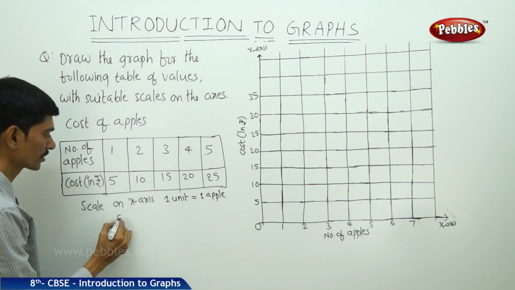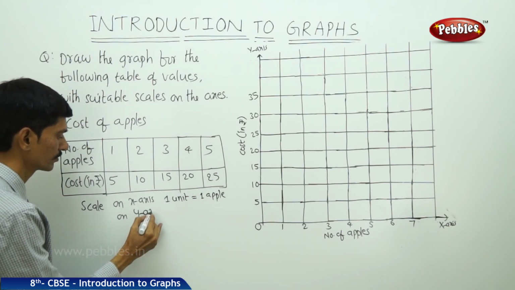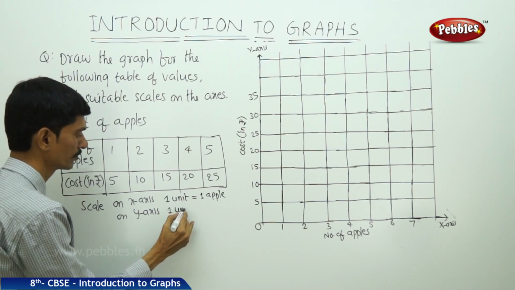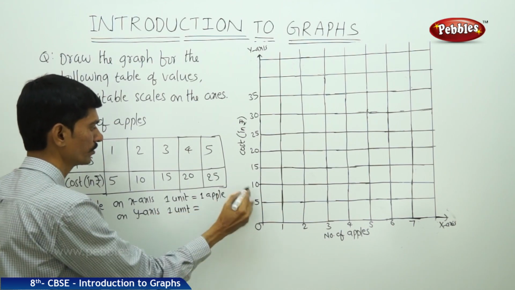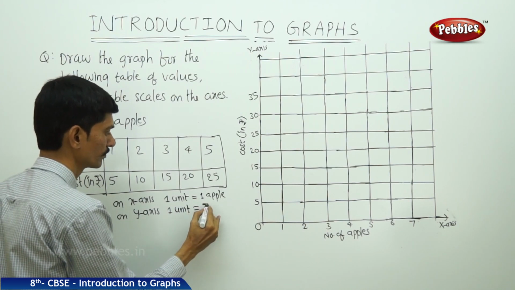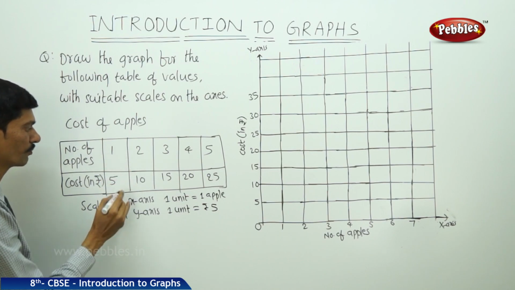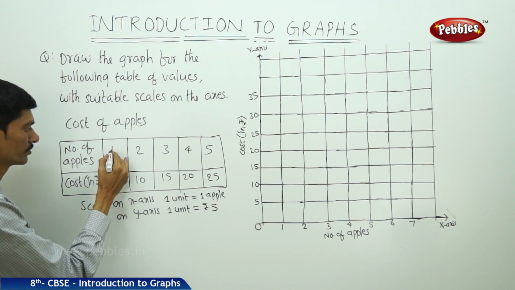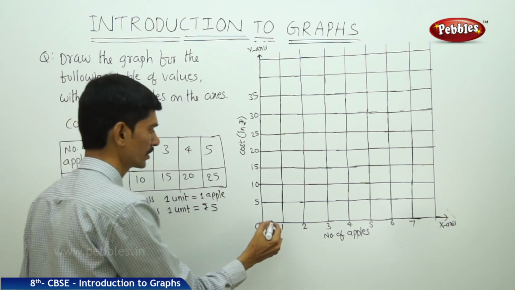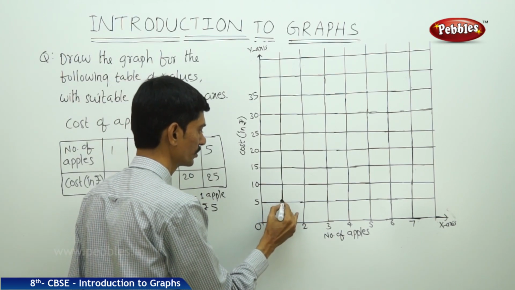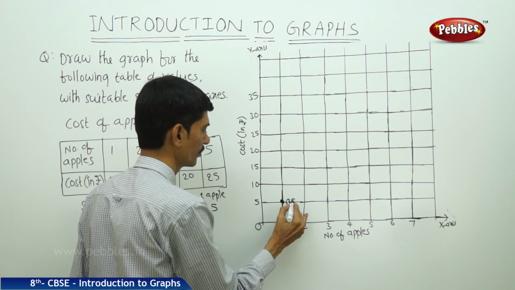Now the scale on the y-axis: we can take 1 unit equals 5 rupees. So this is the scale on the y-axis. Now locate the points. The first point is 1, 5. So on the x-axis 1, on the y-axis 5. So this is the point 1, 5.